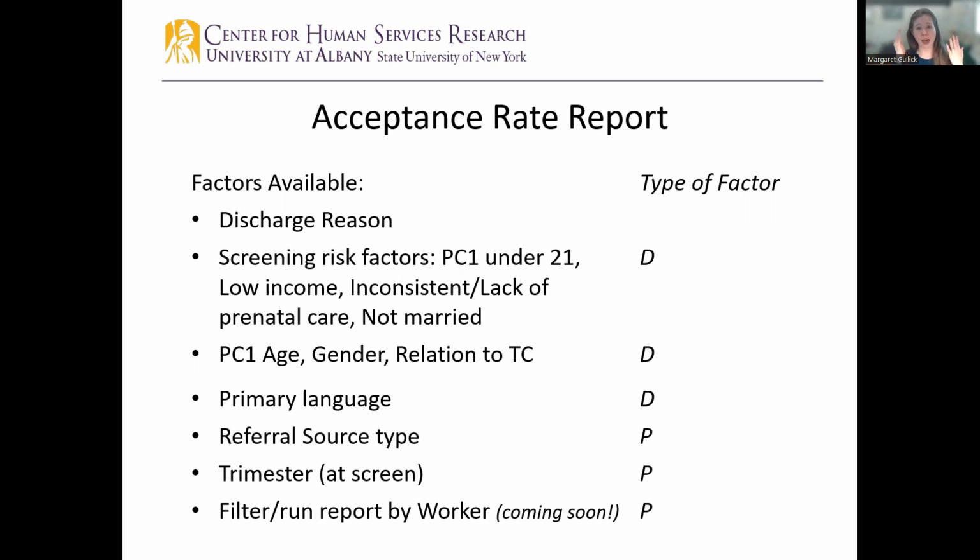So here's what we have as of screen, as of the beginning. We have, if you end up discharging, why? That's one of the factors that we need to look at. We have the screening risk factors. We have a couple of other demographic items: PC1 age, gender, relation to TC, primary language. And then we've got a couple of programmatic factors: where's the referral source, the trimester at screen, and then soon you'll be able to filter and run the report also by worker, and that's also programmatic.